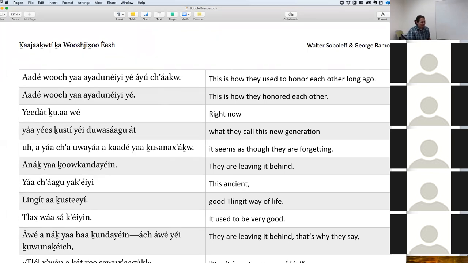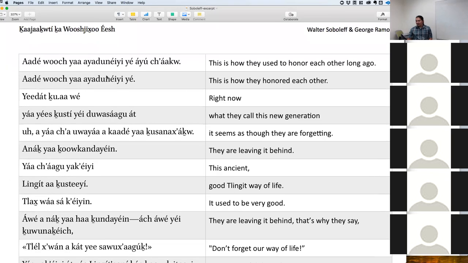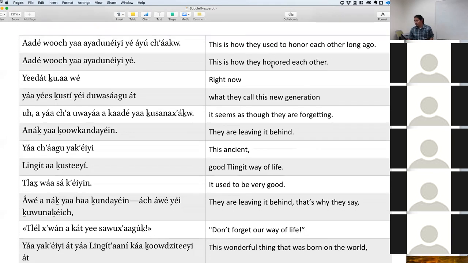There's a number of things that aren't translated that are on your syllabus, just like Tlingit gems. I just like to leave them all over the place. Some of them I translate, some of them I don't. This one is an excerpt of the speech. Wushchichu Ish, George Ramos, and Kajakti, Walter Soboloff are talking, and they go through a number of different subjects. Maybe two-thirds of the way through the video, Walter just gets really inspired, and he starts getting excited about the things that he's sharing. You can read the English here, so I'll skip that.